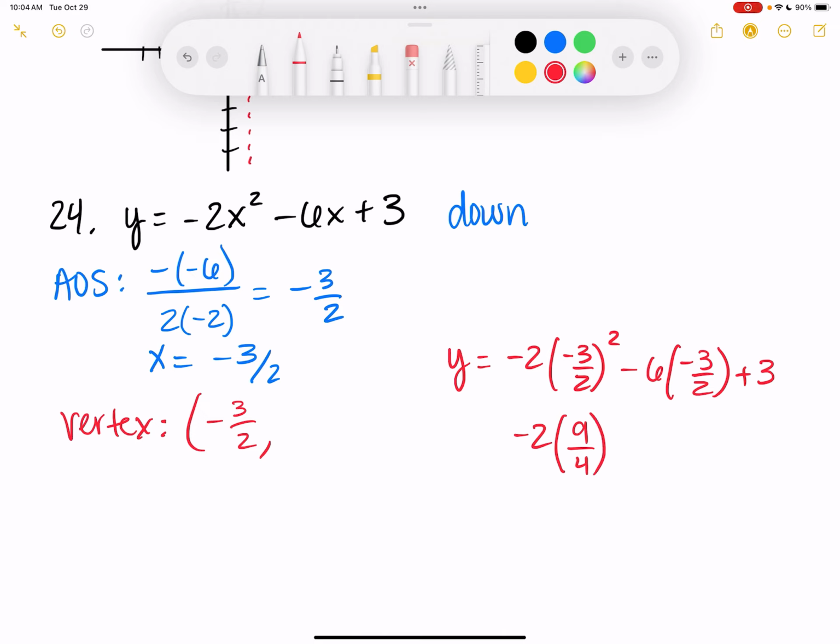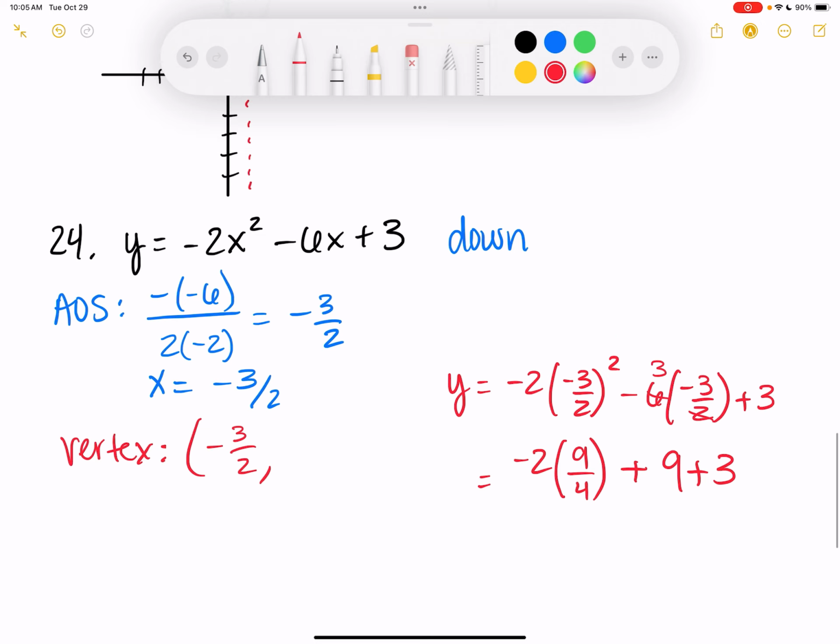Where did the negative go? When you square something, negative 3 squared, the negative gets squared too. Then over here I've got plus 3. I would reduce this, and when I reduce it I'm going to get negative 9 over 2, plus 3.